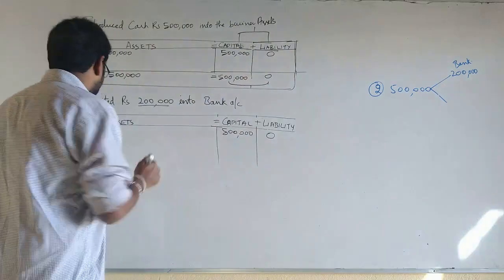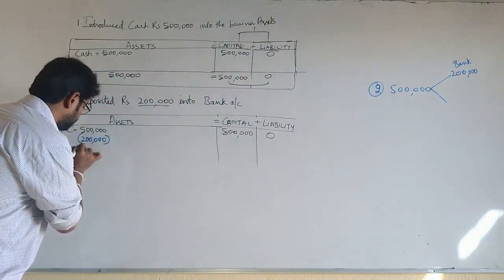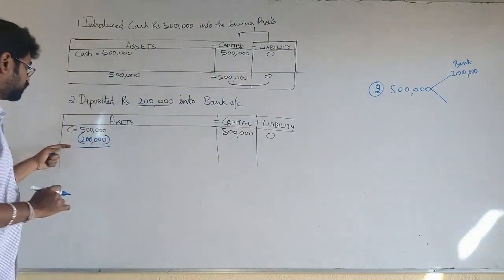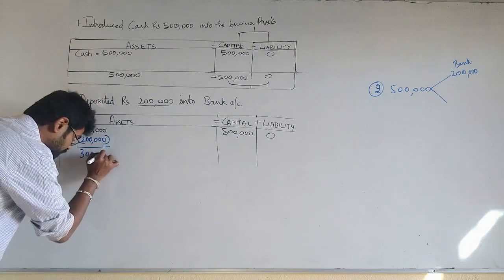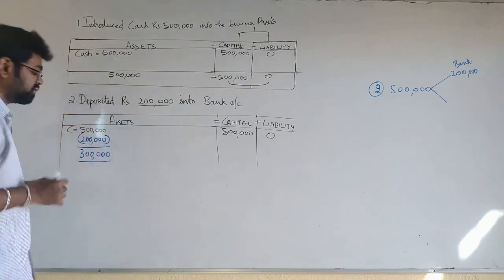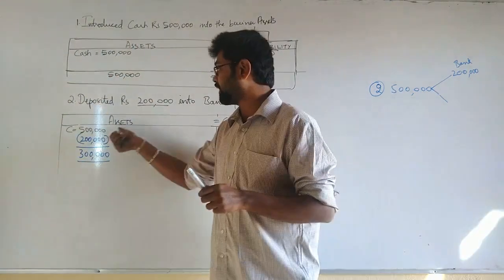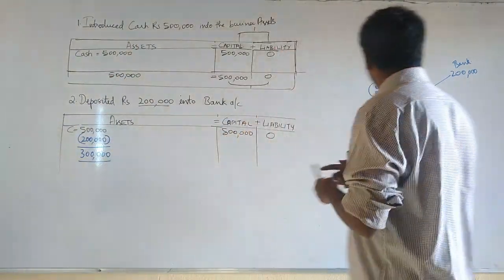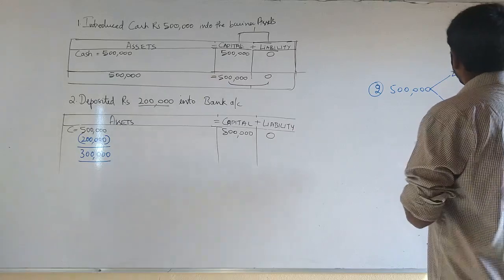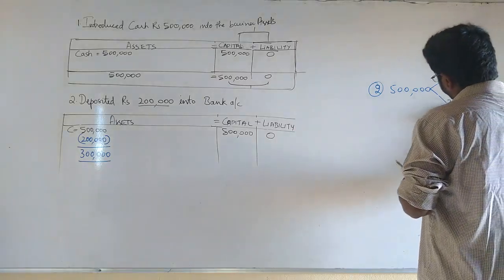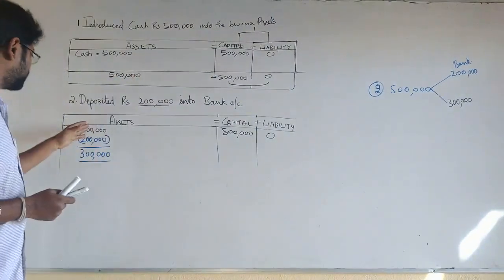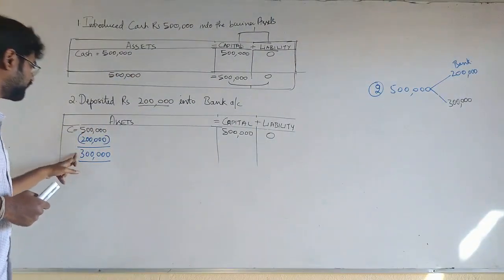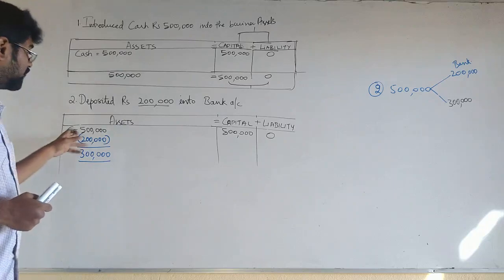Okay, so we are taking these 2 lakhs and now the cash balance has become 3 lakhs from 5 lakhs. If we take 2 lakhs out of this 5 lakhs, how much will remain? It will become 3 lakhs. Yes or no? Yes sir.